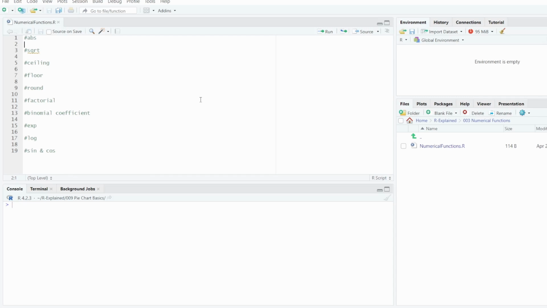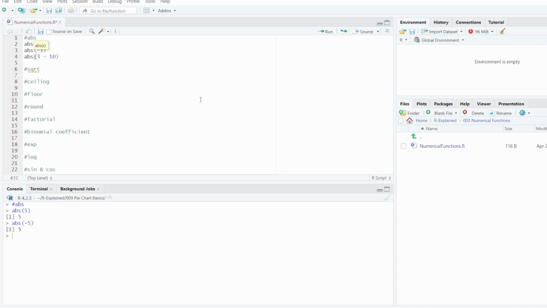So let's jump right in. First, let's look at the absolute value. For example, we can use the abs function. Now we can enter any number, can be a variable or just a normal number. For example, the absolute value of 5 is of course 5, but the absolute value of -5 is of course also 5. But you can also enter a mathematical expression. So for example, 3 minus 10 is -7, and of course the absolute value is therefore 7.